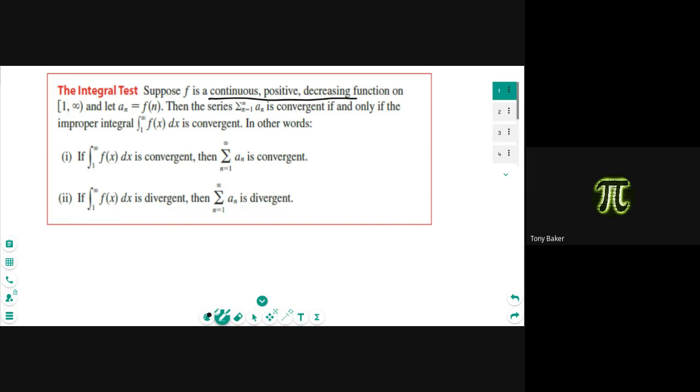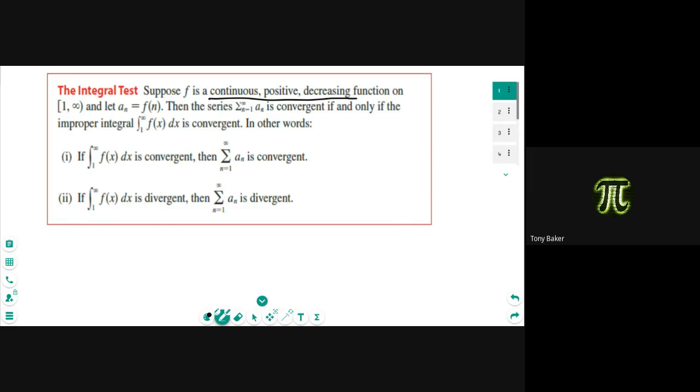So domain restrictions, basically. If I have domain restrictions, that would prevent it from being continuous. So when we're looking at the function, we want it to be continuous over the domain that I'm looking at. Most of your series will start at 1 and go to infinity. So that's where we're looking at that piece. Okay, so we're looking at it going from 1 to infinity.